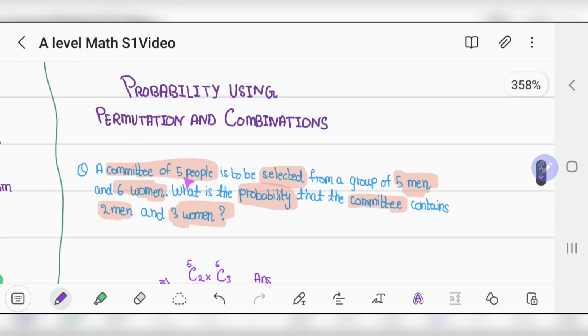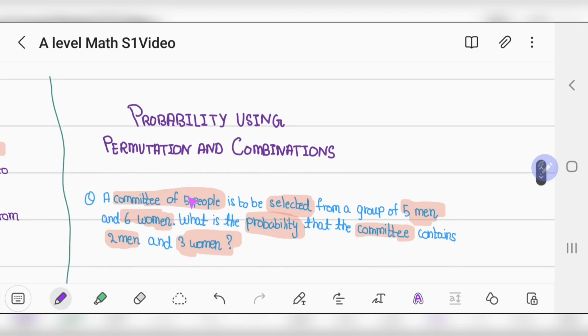A committee of 5 people is to be selected from a group of 5 men and 6 women. What is the probability that the committee contains 2 men and 3 women? Okay, first of all, rule number 1, as we all know, when calculating the probability, you will always have a fraction, which is the total number of outcomes and the outcomes that we want, right?